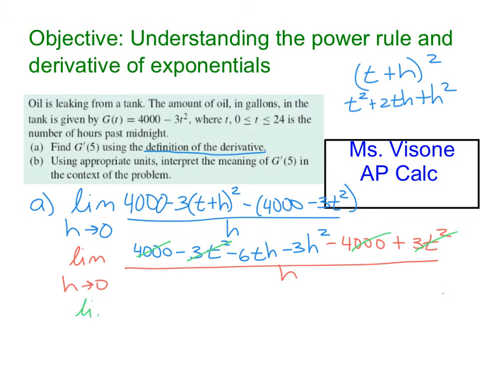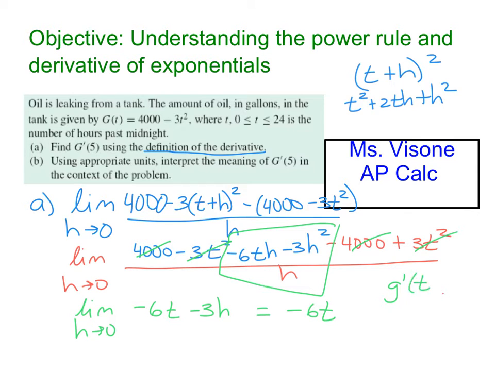So we get, and then we can divide out. So it's the limit as h approaches 0. So I'm going to divide out the h. So I get negative 6t minus 3h. Now I can plug in and I get negative 6t. So that's my derivative. Right, so g prime of t is negative 6t. And I know I'm right because if I use the power rule, a negative 3t squared, the 2 comes down, I get negative 6, 2 minus 1 is 1. So then g prime of 5, if I plug in 5, I get negative 30.